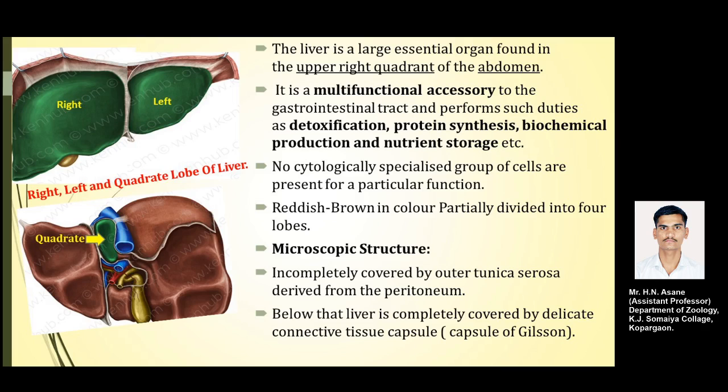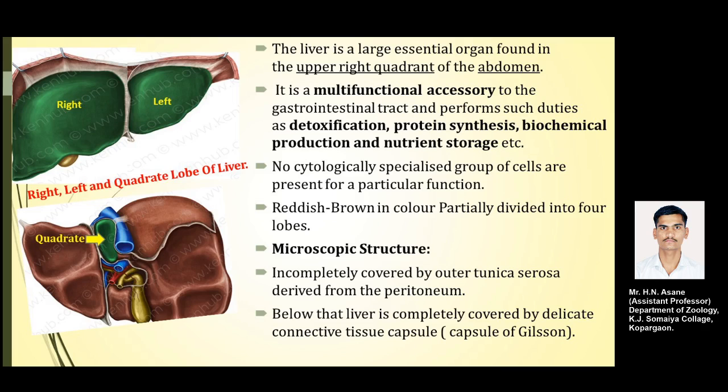Okay, as I said, its color is reddish brown and it is partially divided into four main lobes. As you can see, the right, left, and the quadrate lobes, which are highlighted in green in this picture. Each lobule in humans is about 2 mm tall and 1 mm wide.